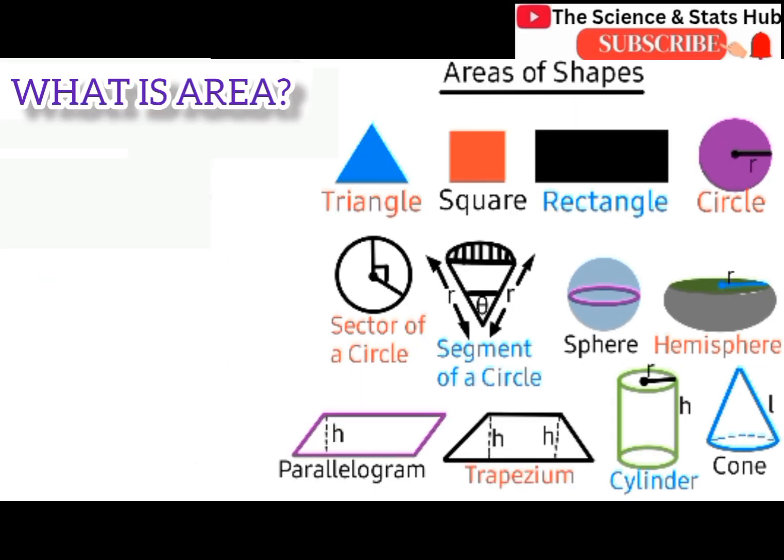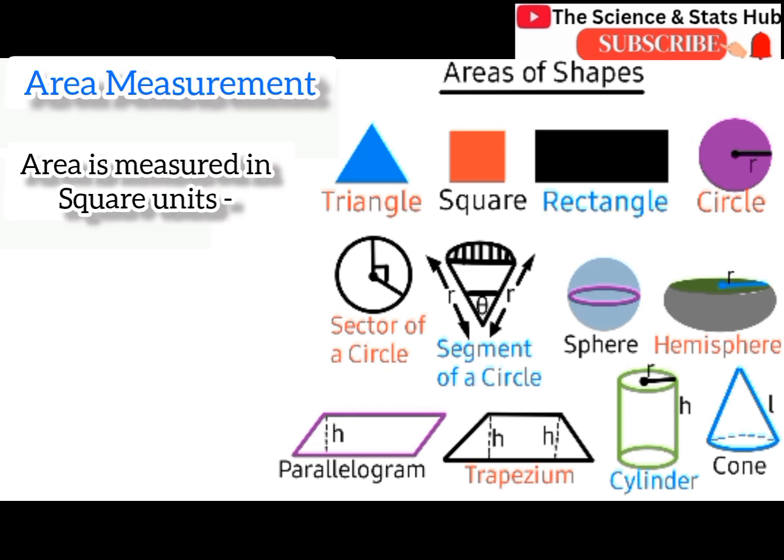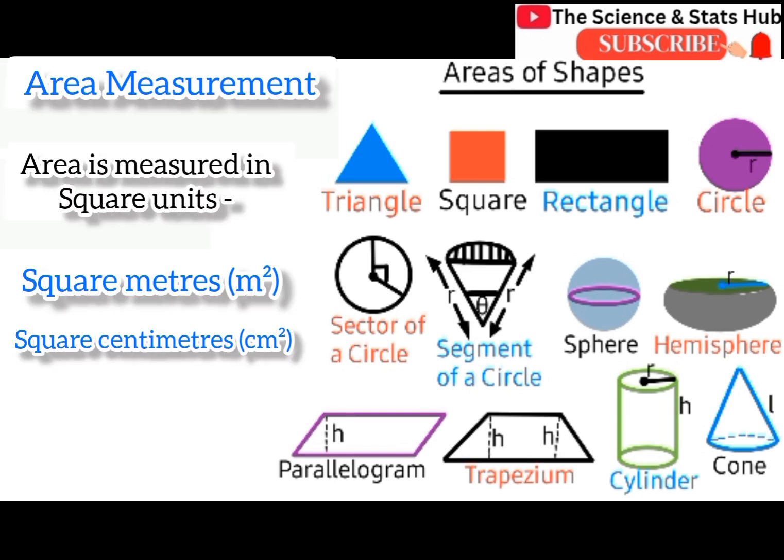First, let's quickly understand what exactly is area. By definition, area simply means the amount of space or how much space a 2D shape covers. Area is measured in square units like the square meters, square centimeters, or the square inches.